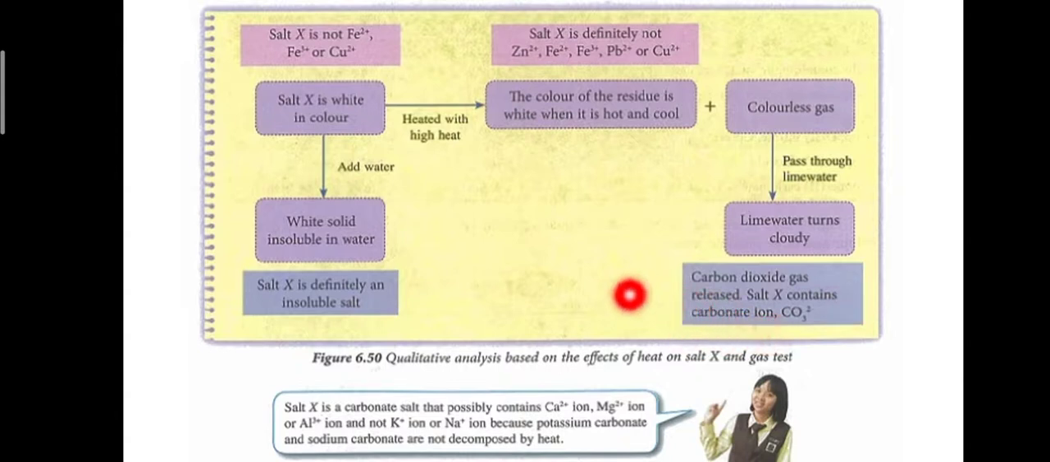Okay? So from here we can make a prediction that salt X is not iron 2 plus, iron 3 plus, or copper 2 plus because it is white in color. Okay? And then here, salt X is definitely not zinc 2 plus, not iron 2 plus, not iron 3 plus, not lead 2 plus, or copper 2 plus. So here it has helped us to narrow down our investigation.